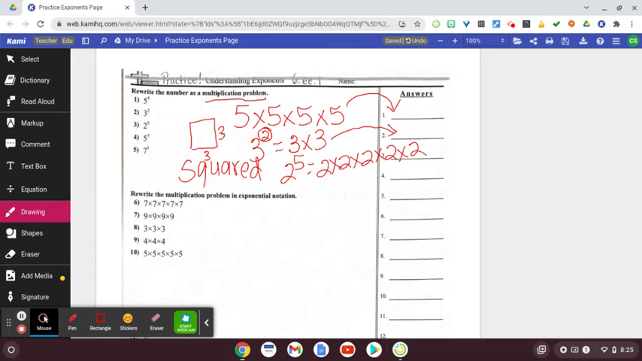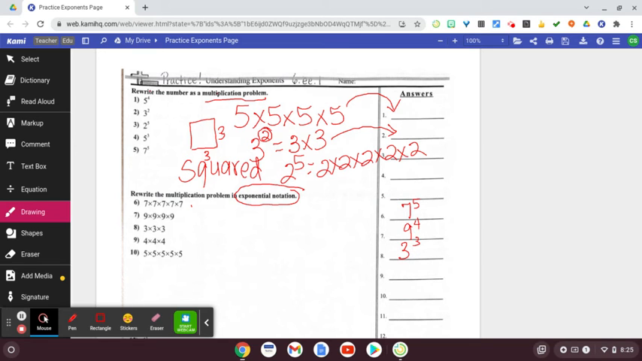It says rewrite the multiplication problem in exponential notation. Exponential notation just means you're going to write it with an exponent. So for example, if you take a look at number 6, it's 7 times itself 5 times. So our answer would be 7 to the 5th power. We're not solving it either. We're just writing it using an exponent. Number 7, 9 to the 4th power. 8, 3 to the 3rd power.